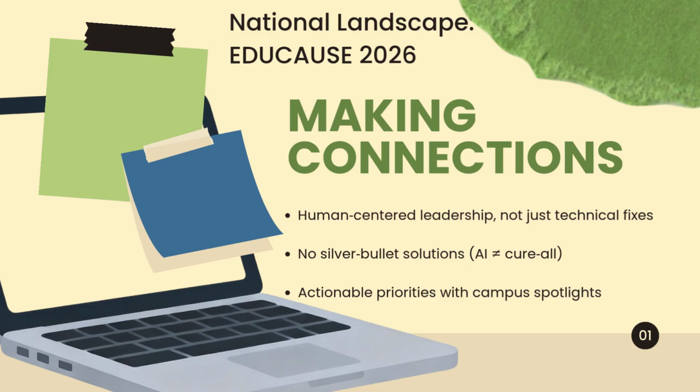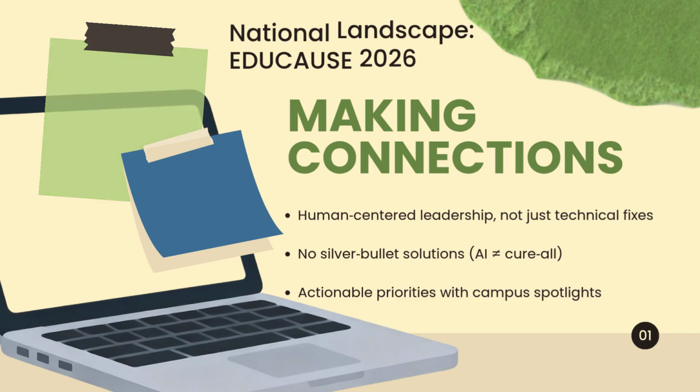While technology like AI offers exciting possibilities, it is not a silver bullet solution. We need to be realistic and recognize that technology alone cannot solve all the challenges we face in higher education. Our focus thus should be on establishing actionable priorities. This involves identifying specific goals and strategies that can be implemented effectively within our campus communities. We'll also highlight some campus spotlights to illustrate successful efforts and inspire ideas.